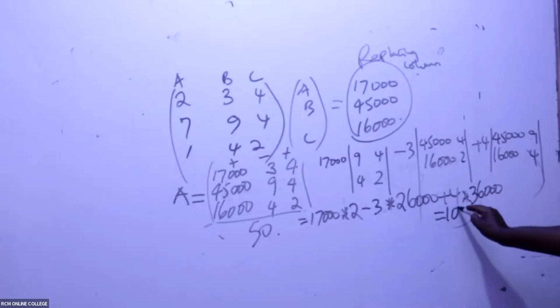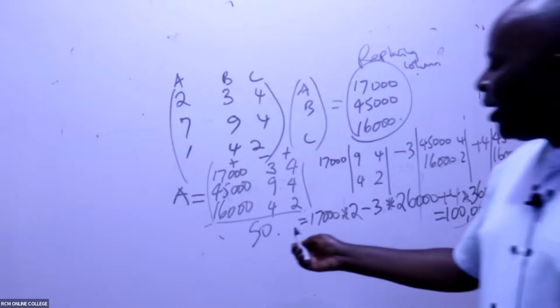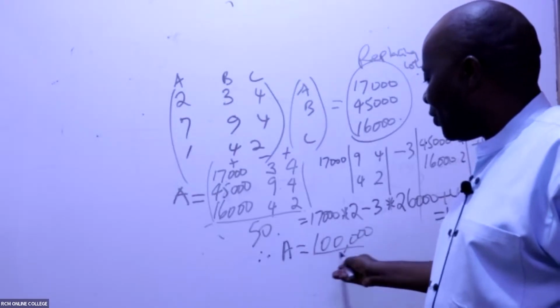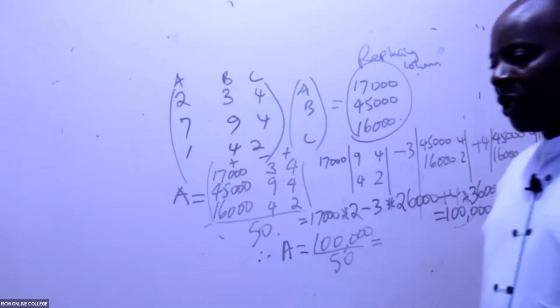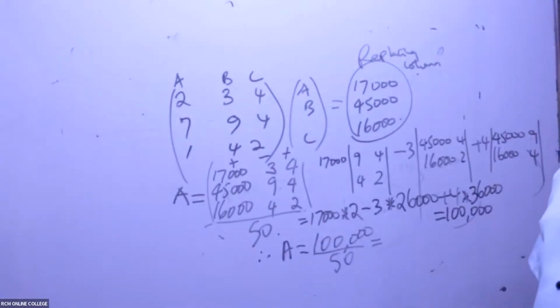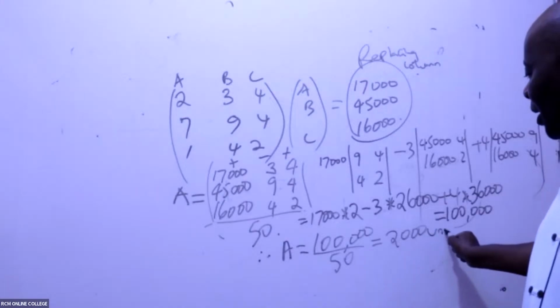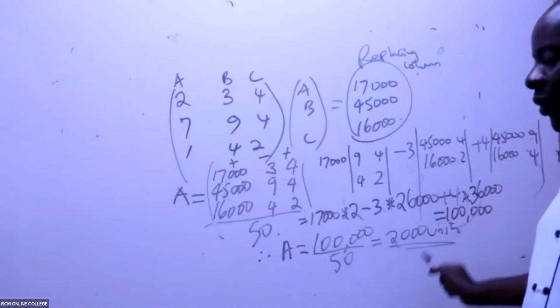Is it 100,000 or 1 million? If you use comma separators, 1 million, use comma separators, 100,000. Please, Dana, check well. It's 100,000. And therefore, A will be equal to that 100,000 divided by 50. Which will end up giving us what figure? 100,000 divided by 50, which will end up giving us 2,000 units, like that.